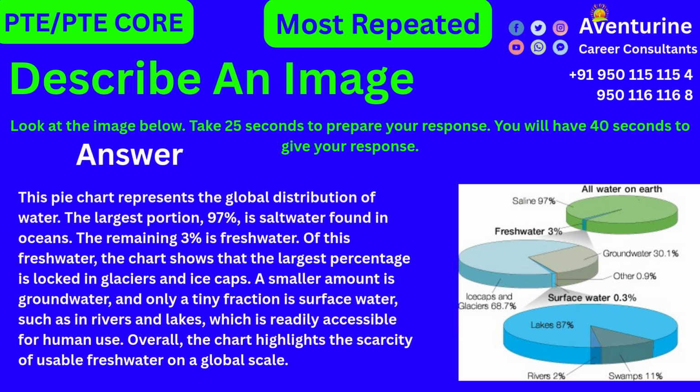This pie chart represents the global distribution of water. The largest portion, 97%, is salt water found in oceans. The remaining 3% is freshwater.